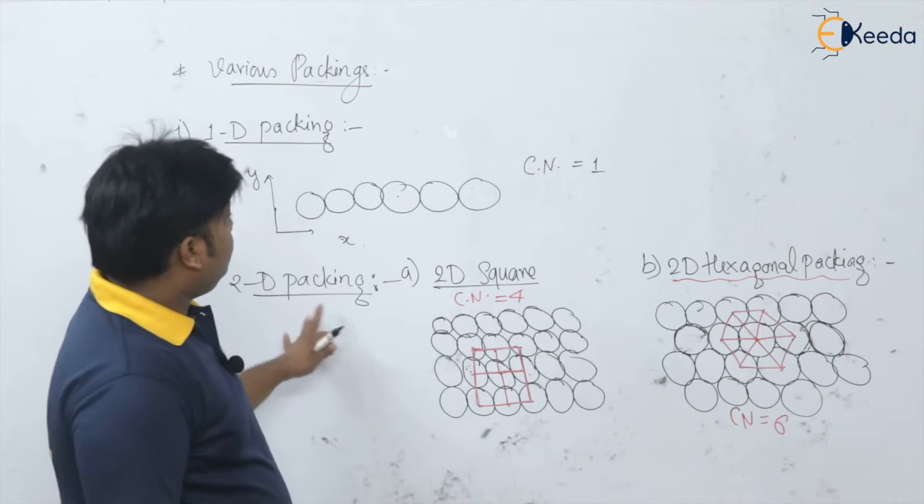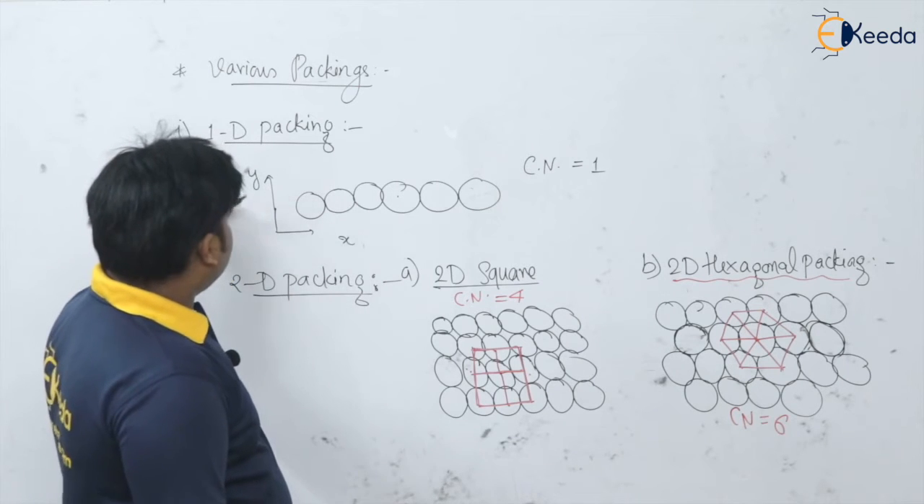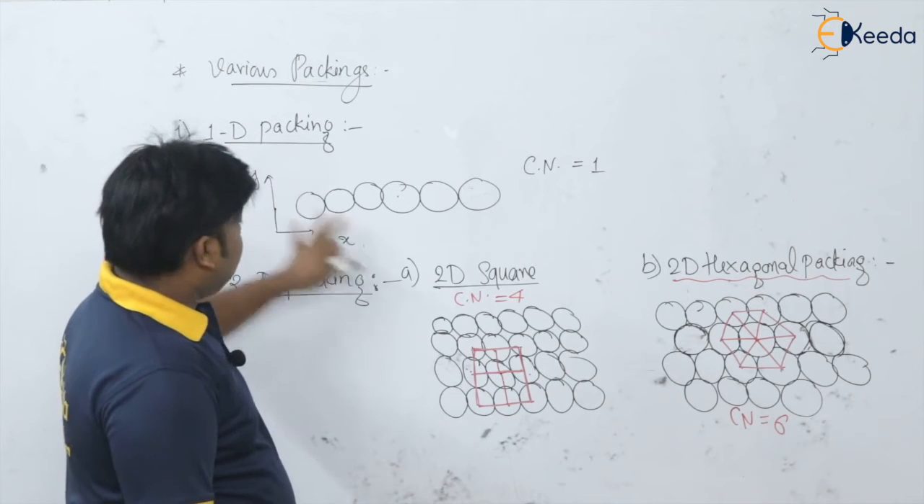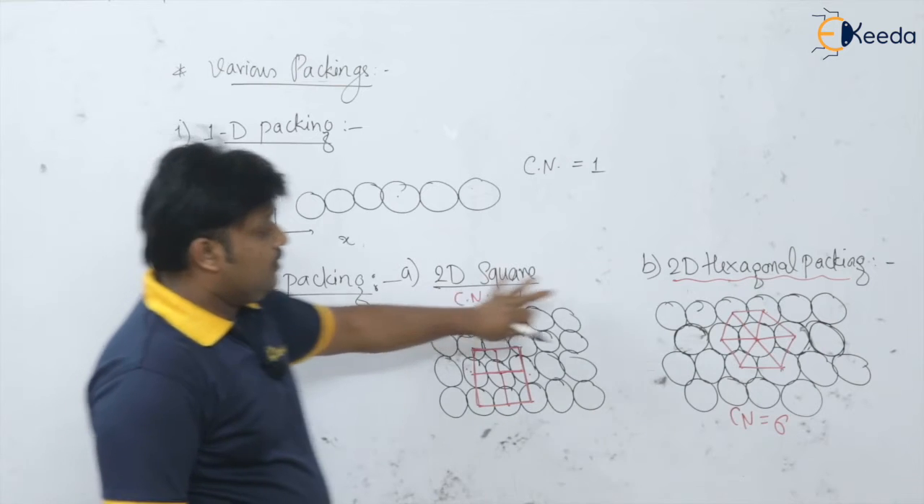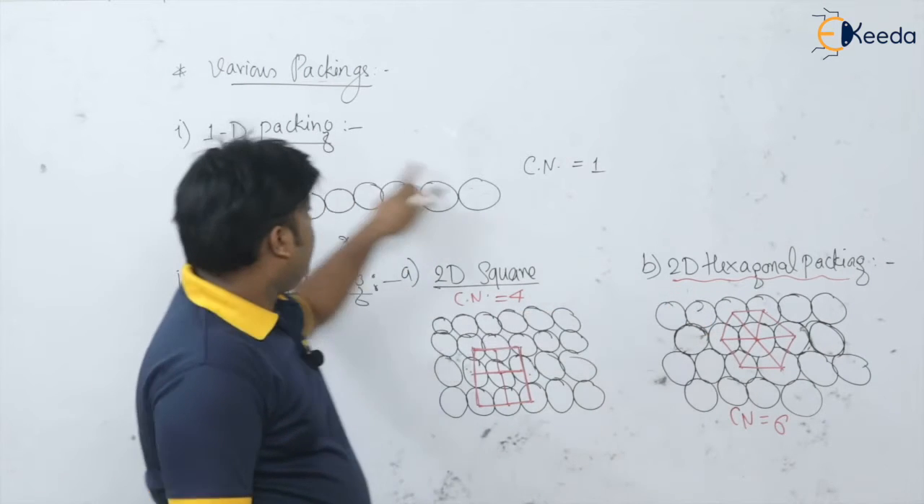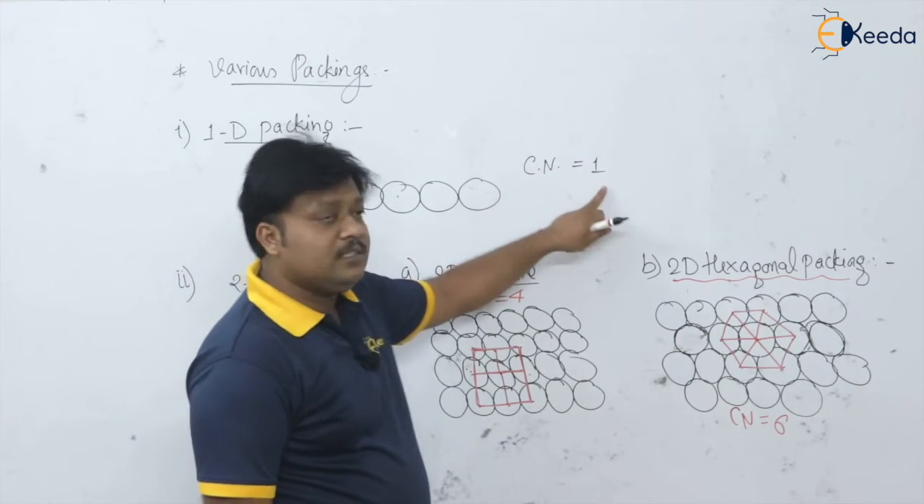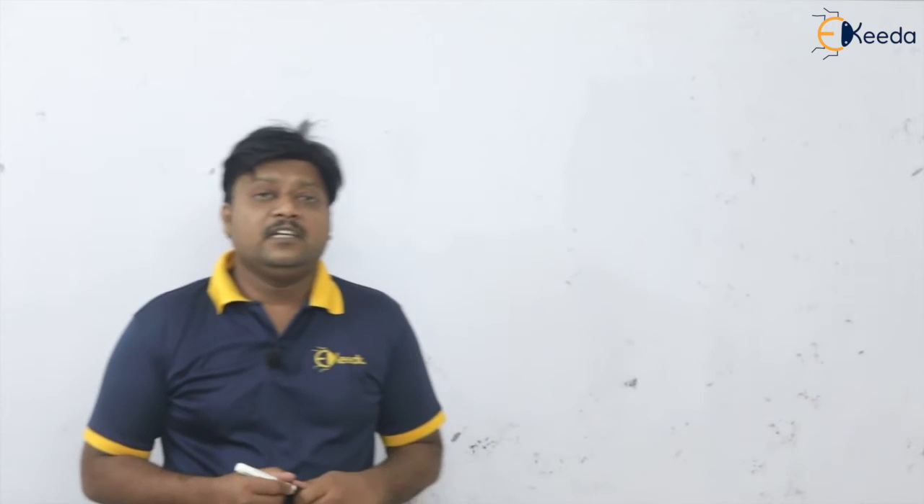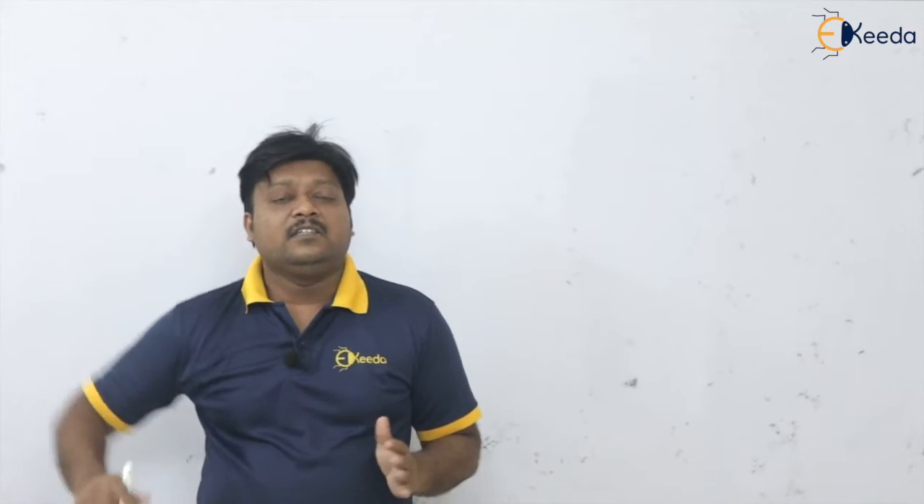Okay, so we have seen 1D packing, 2D square packing, 2D hexagonal packing and the corresponding coordination numbers for these. Dear students, let us see the 3-dimensional packings, and in that we will see the coordination number for the 3-dimensional square packing, the HCP and for FCC.